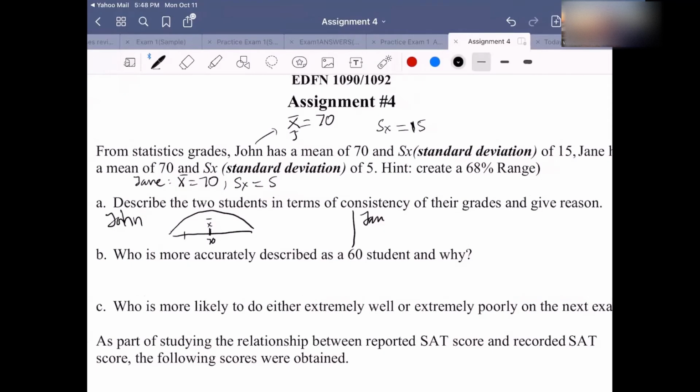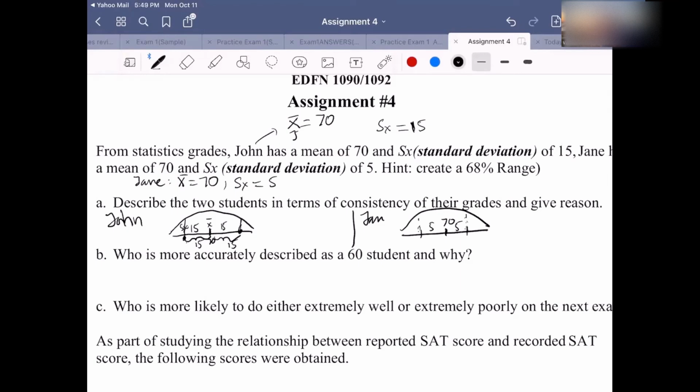15 is the S of X. And then this is also 15 when you go to the left and go to the right, one standard deviation, right? And that means that the distance from the mean to the one on the left is also 15, and the distance to the one on the right is also 15, right? But for Jane's score, this is the mean. The mean is what? 70. And the standard deviation is 5. Okay. And if you go to the left, 5, you go to the right, 5.